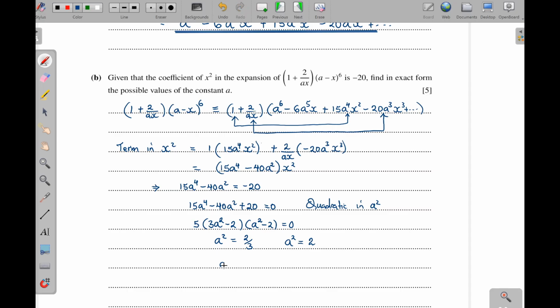Okay, then our a is going to be the square root, so this will be plus or minus the square root of 2 out of 3. And then also here a is going to be plus or minus 2, and they said exact values, so we leave them there like that.